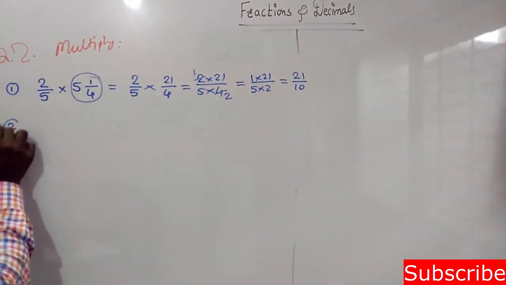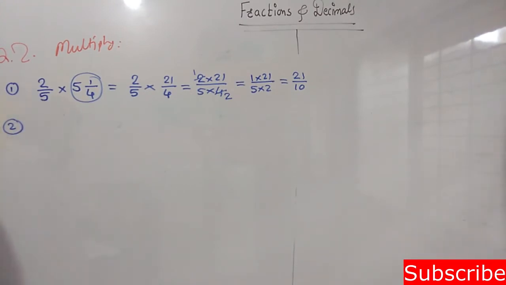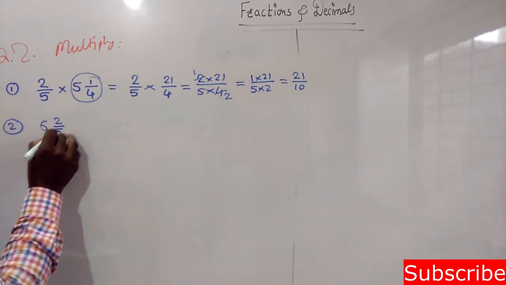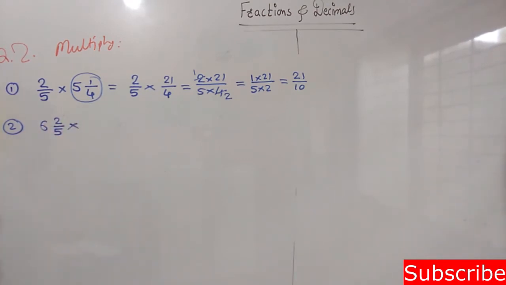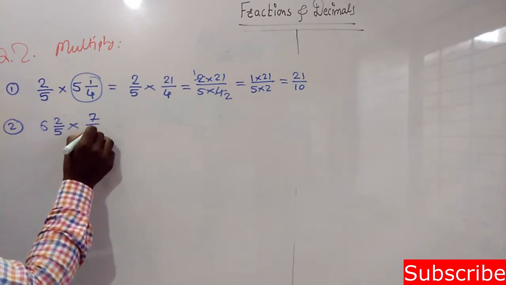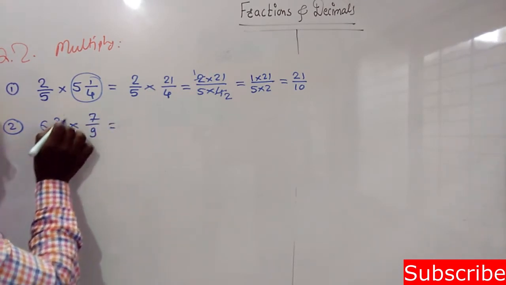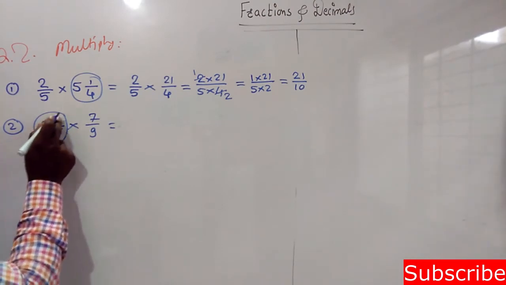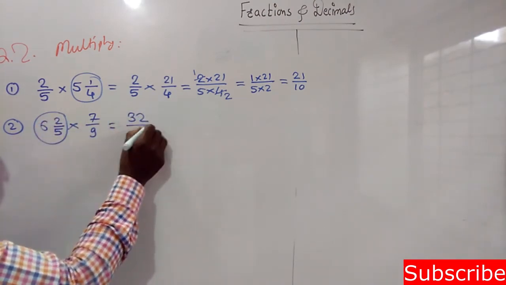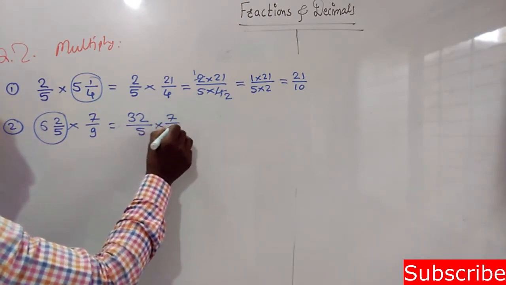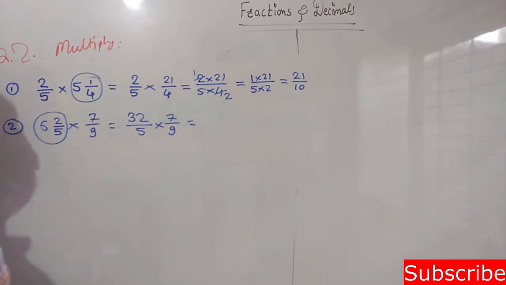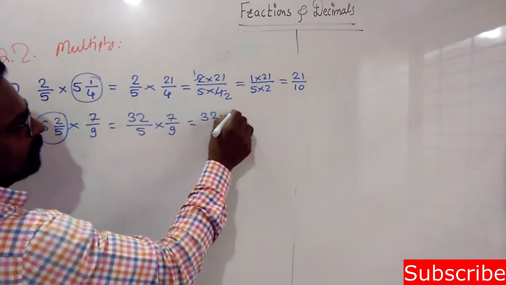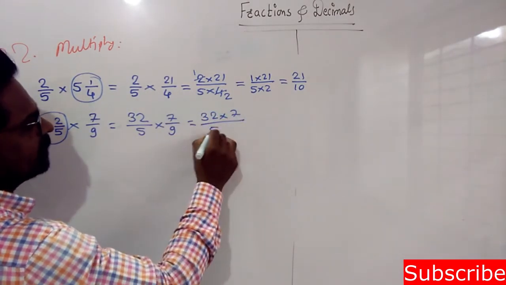No problem. Number 2. Now what the question number 2 is? 6 whole 2 by 5 into 7 by 9. So it is equal to, now 6 whole and 2 by 5, how much will it become? 6 5s are 30. 30 plus 2 is 32. 32 upon 5 into 7 upon 9. No problem. Now we'll do the multiplication in our way. 32 into 7 divided by 5 into 9.